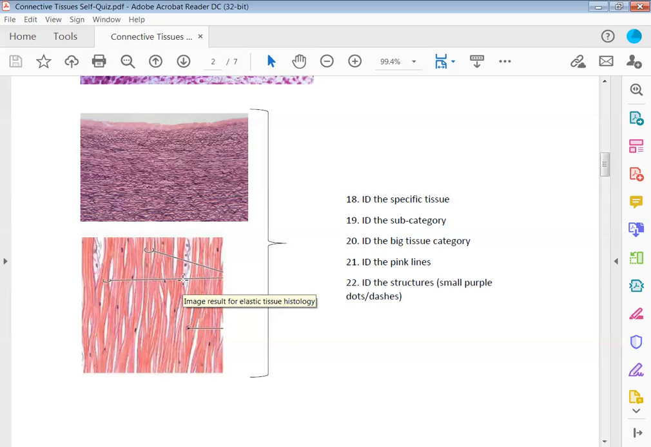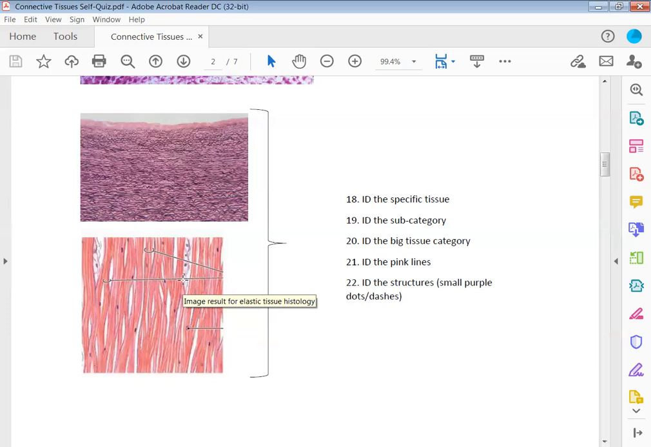The subcategory is not cartilage or bone, so it's not going to be supporting, and it's not free-flowing blood, so it's not going to be fluid. Therefore, it's going to fall into connective tissue proper. Number 20, the big tissue category is going to be connective tissue. The pink lines here are elastic fibers.